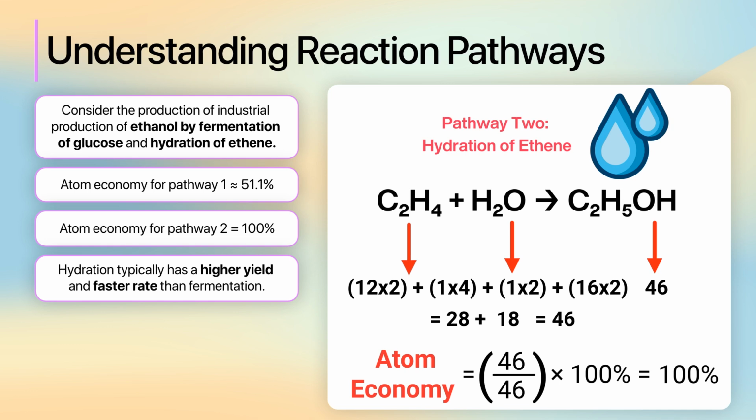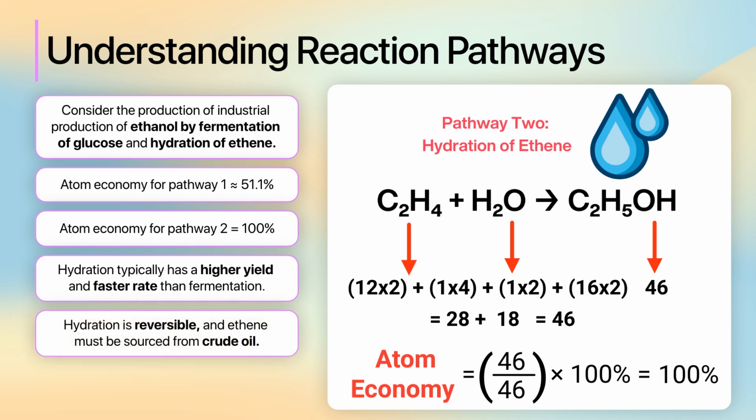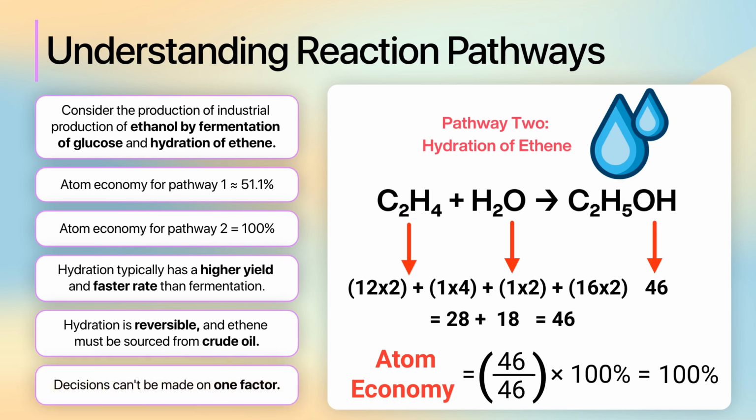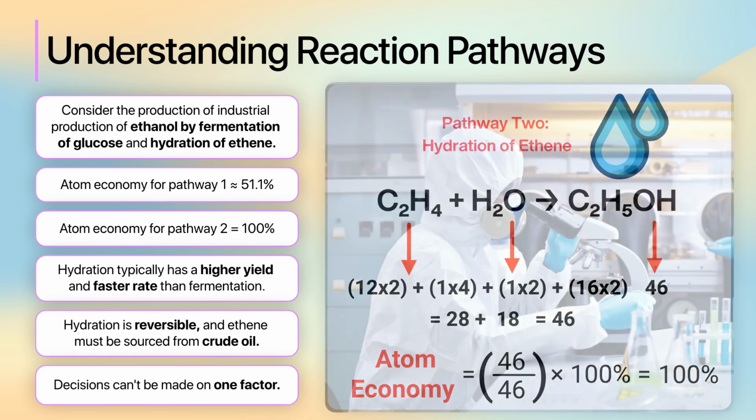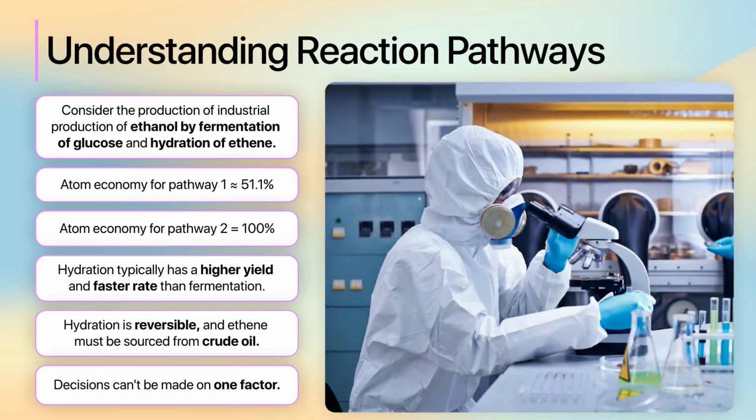On the other hand, hydration of ethene is reversible, and conditions need to be optimized carefully to push the equilibrium towards ethanol. Also, ethene must be sourced from crude oil, which involves complex and sometimes environmentally unfriendly processes. This illustrates that such decisions cannot be made on one factor alone, and chemists need to consider all the discussed aspects collectively in order to select pathways that maximize efficiency, sustainability, and economic viability.